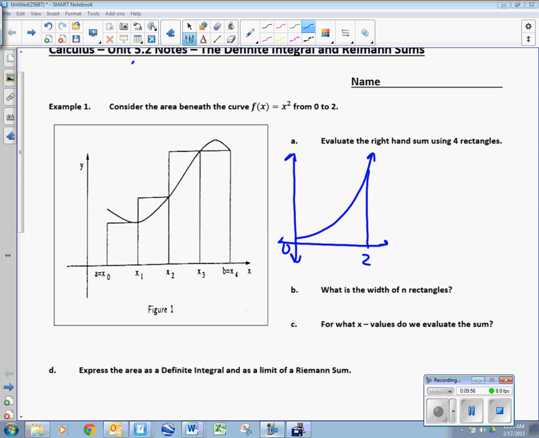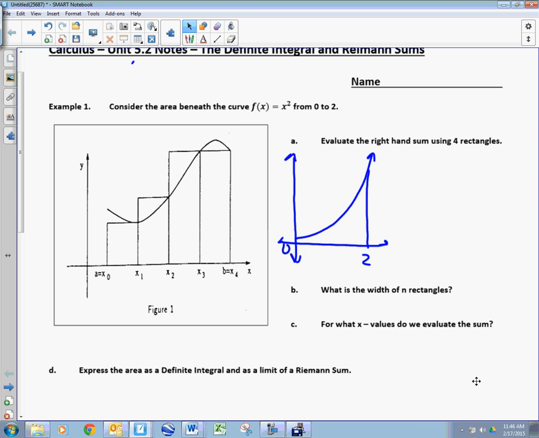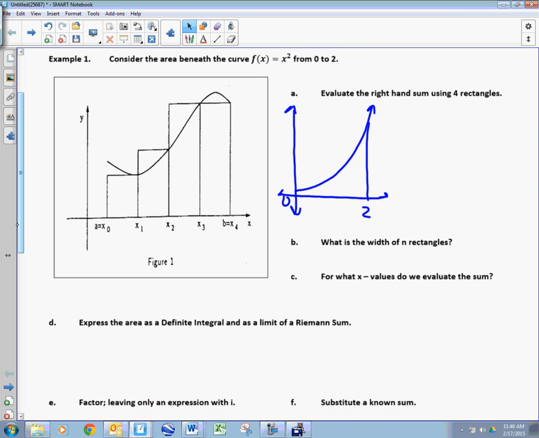Okay, I hope you had a good lunch. We come back here, evaluate the right-hand sum using 4 rectangles. So I'm going to take the width times the sum of the heights. If I divide this up into 4, what's the width of each rectangle going to be? A half. And it's going to be a half.